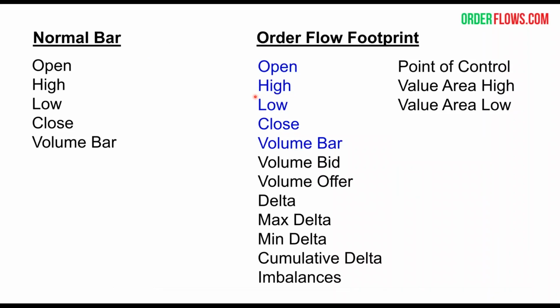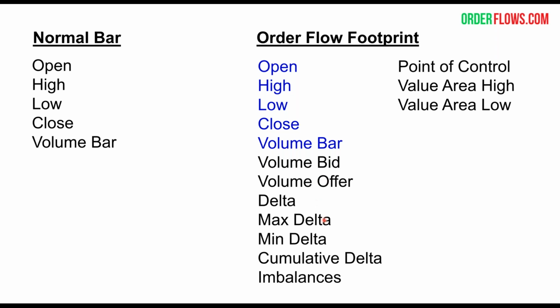Now, what's the difference between a normal bar chart, candlestick chart, and an order flow footprint chart? Well, the normal bar chart, the information you get is the open, high, low, close, and if you want, the volume for the bar. Okay, that's okay. That's a starting point, but why limit yourself to that? A footprint chart is going to also give you the open, high, low, close, and the volume for the bar, but it's also going to tell you the volume that traded on the bid, the volume traded on the offer, what the delta was, the difference between aggressive buying and aggressive selling in the bar, who was in control.